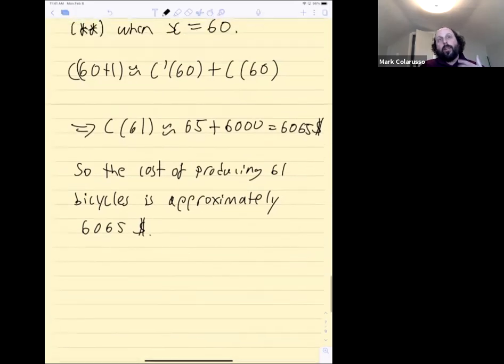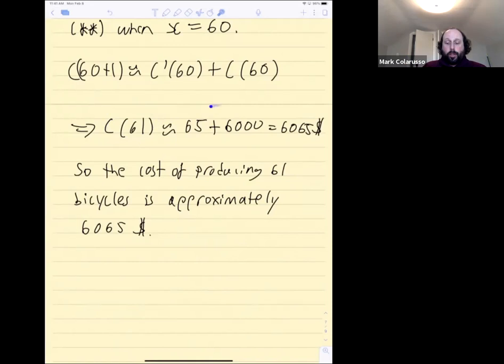Okay, so again, now you can see why you want to use this estimation. You've produced 60 bicycles, and you're wondering how much more money it's going to cost to produce another bicycle. So if I make one more bicycle, what's my total cost? That's what we've computed here. It costs approximately $65 more to produce another bicycle, so your total cost of producing 61 bicycles is $6,065. You don't know exactly what this value is until you've actually produced the other bicycle.